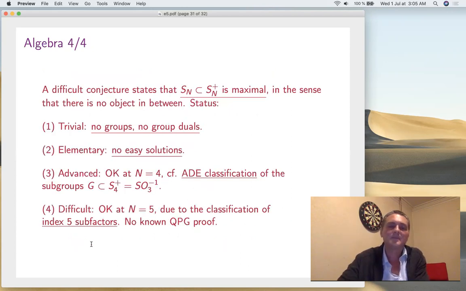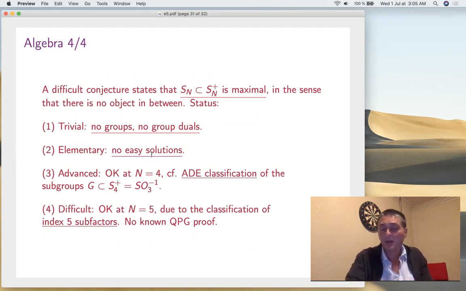Finally, let's end with this. And it's very beautiful. So there's nothing in between Sn and Sn plus. Why? Because of course no groups right above Sn, no group duals by Bichon. There are also no easy quantum groups because this would mean to have a category of partitions between non-crossing and all, and there's nothing. It's a simple proof there.